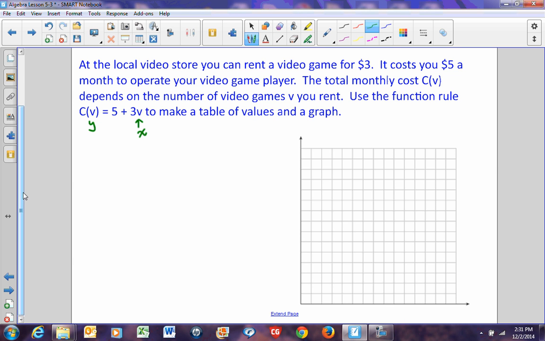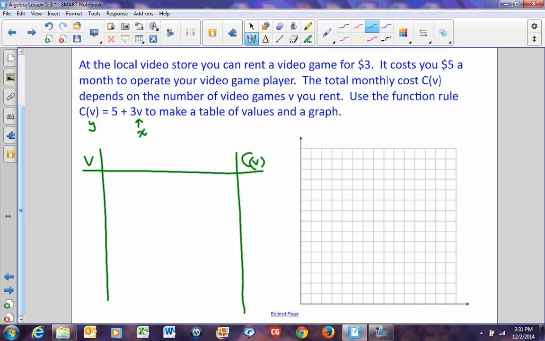So don't let those little things confuse you. So I could say here, my table, I'm going to have a table with V, and for my Y value, it's going to be C of V. And my function is still 5 plus 3V. Now, I want to figure out the total monthly cost. They are not paying me to play video games. Therefore, I cannot have a negative monthly cost. So I don't need to choose negative numbers in this particular case. So I'm just going to choose 0, 1, 2, 3, 4, and 5. So I have enough points.